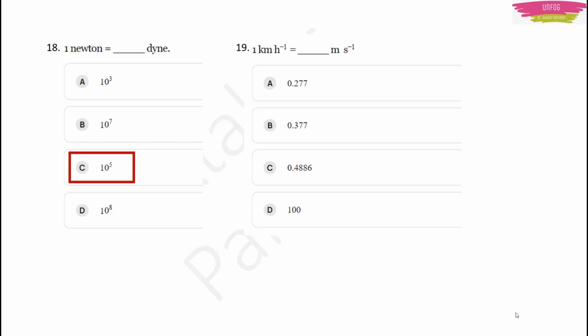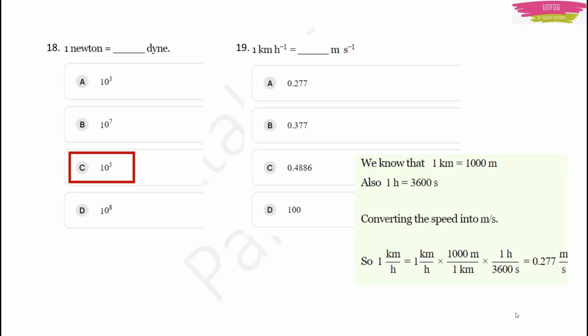Next question. This question is also based on conversion only, but this is also very important because this is a chapter of motion, right? So the question is 1 kilometer per hour is equal to dash meter per second. Now to solve this question, you should know a few things. What are they? 1 kilometer is equal to 1000 meters and 1 hour is equal to 3600 seconds. You should know these two things, correct? Now you just have to multiply and divide. You multiply 1000 meters with 1. In place of kilometer, you write 1000. In place of hour, you write 3600.